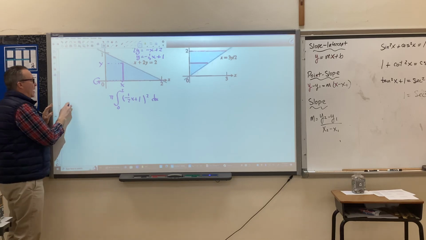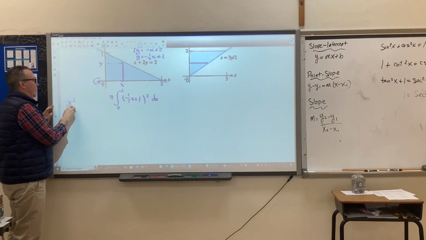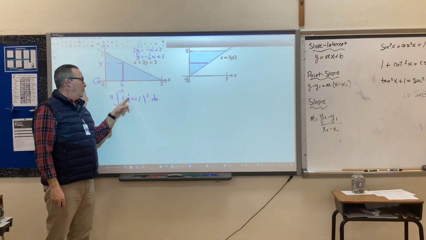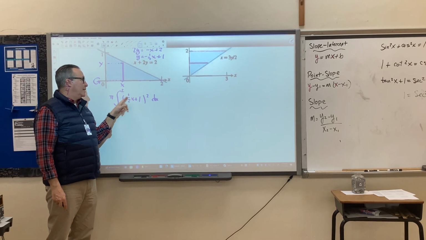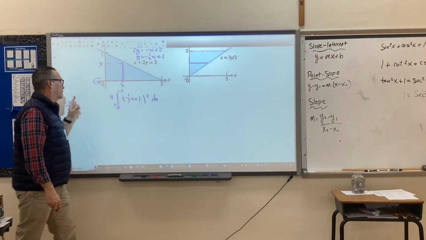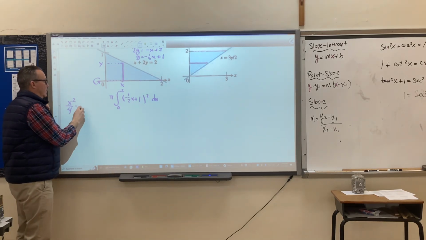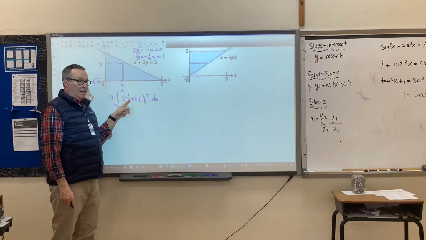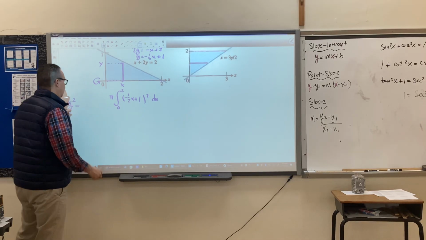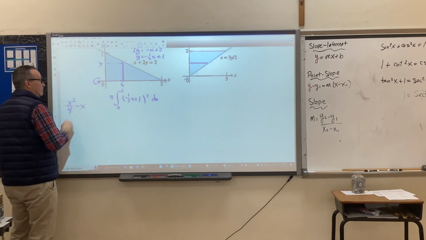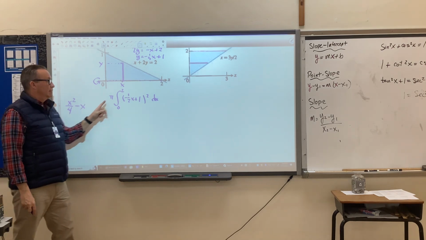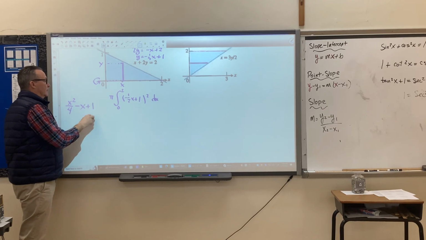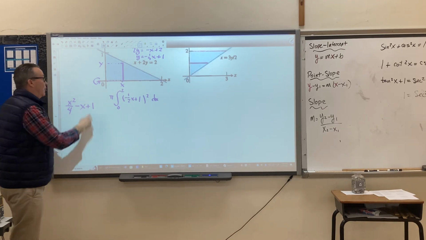So if you FOIL that, it's x squared over 4, right? Negative 1 half x times negative 1 half x, minus negative 1 half x plus negative 1 half x. One times 1 is 1. Right, you can FOIL it.